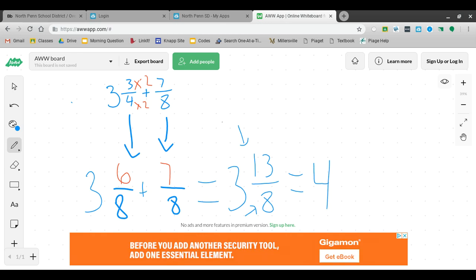Okay, well, I had 13 people. I used up 8 of them to make a team, so that means that 5 people are left, 5/8. So I finish up with my answer of 4 and 5/8.